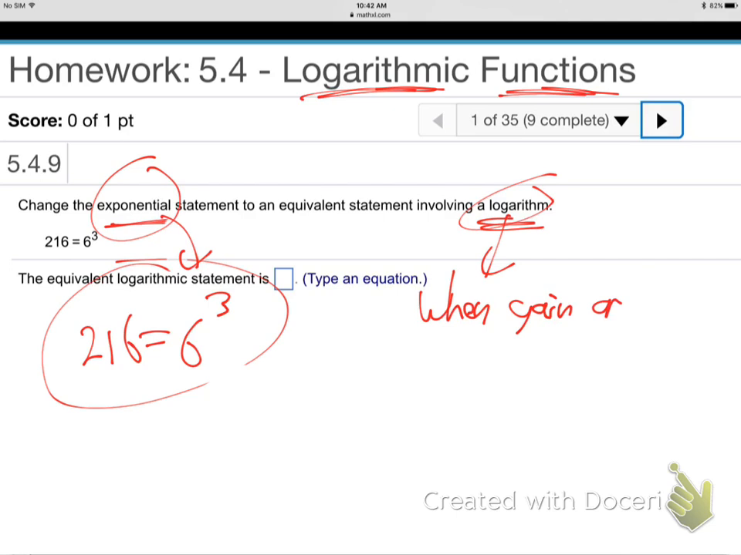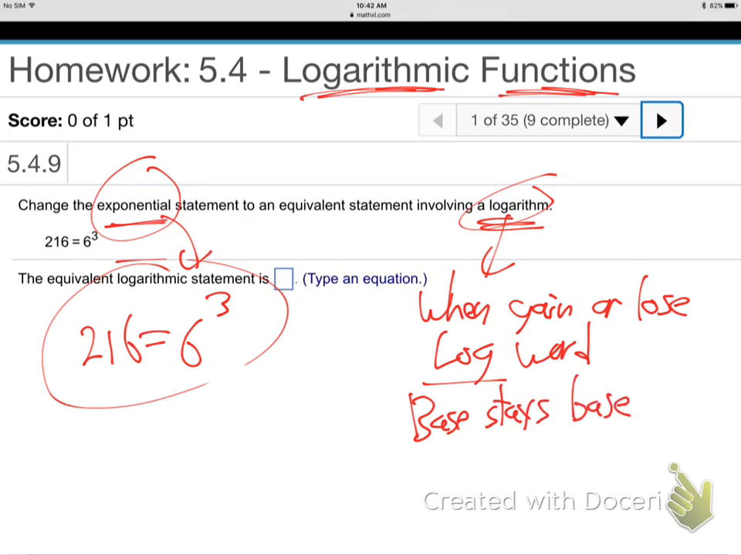When you gain or lose the log word, so when you put on or take off, either way it's the same thing, the word log, what happens? The base stays the base. The other two switch. That's my little mantra for how to change in and out. The base stays the base. The other two switch. Now, what do I mean by base?